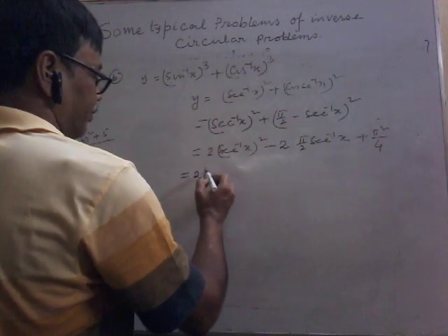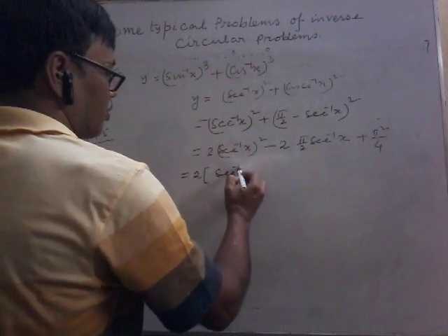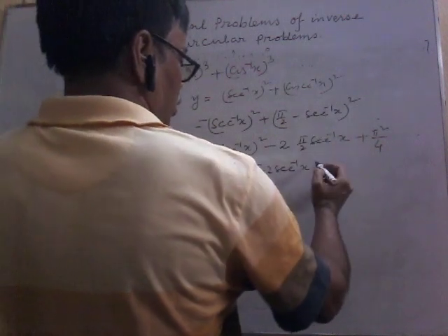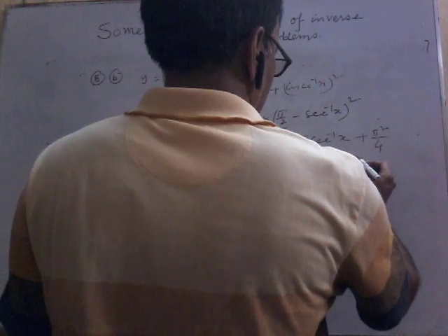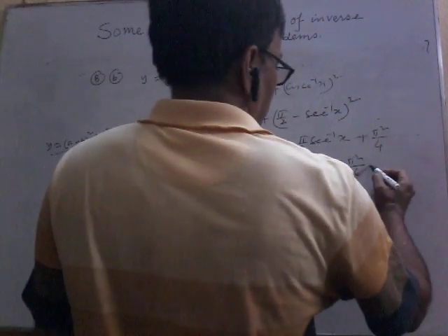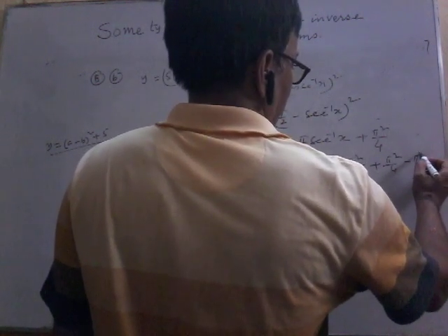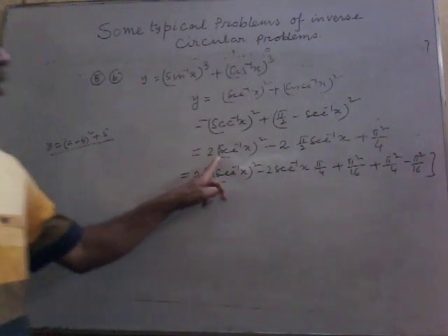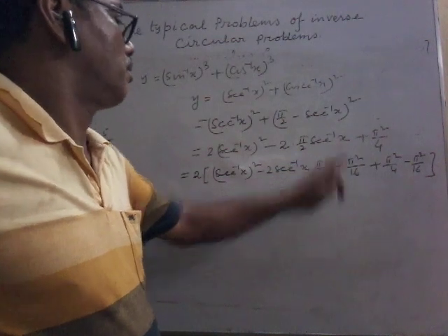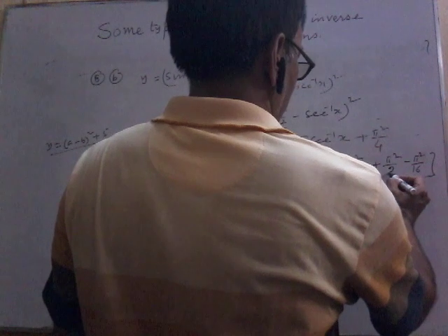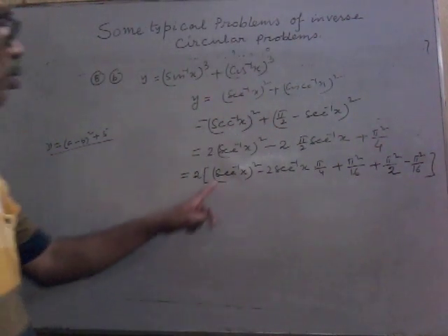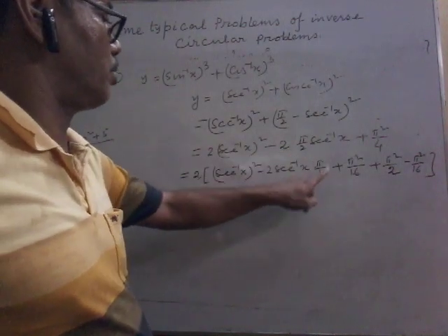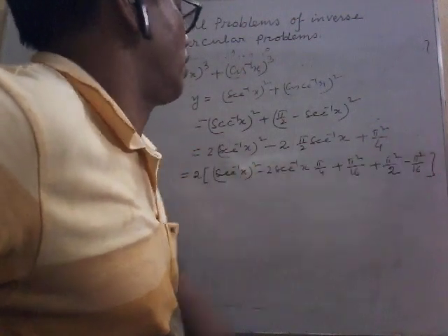So 2 common. The coefficient of sec inverse x is 1, and sec inverse x whole square. 2 into sec inverse x, with 2 common this is pi by 2, so this will be pi by 4, plus pi square by 16 to make it a perfect square, plus pi square by 4 minus pi square by 16. So 2 common, sec inverse x whole square, pi by 2 sec inverse x plus pi square by 2. We want to express it in terms of a whole square, so pi square by 16 plus pi square by 2 into this.